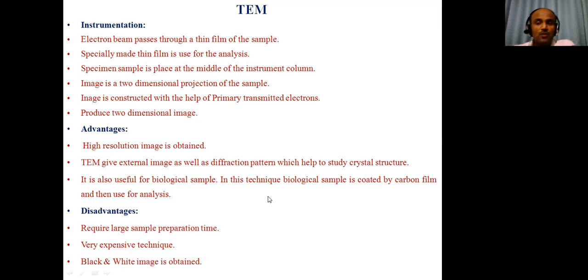A high resolution image is obtained in TEM. TEM gives an external image as well as a diffraction pattern, which helps to study the crystal structure. It is also useful for biological samples. In this technique, the biological sample is coated by a carbon film and then used for analysis. There are some disadvantages also associated with TEM. It requires a large sample preparation time. This technique is expensive and it gives a black and white image.